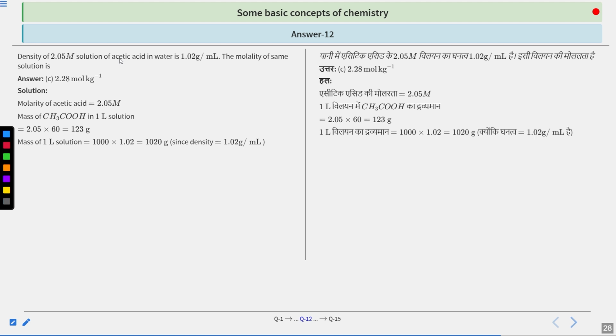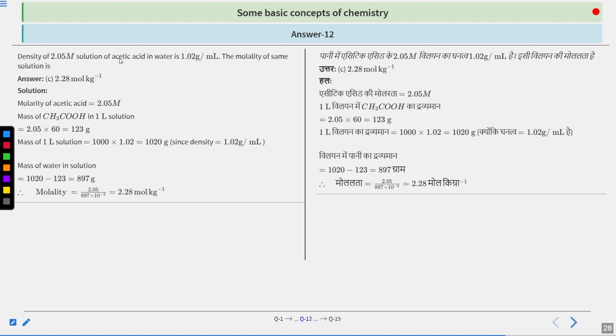So the mass of 1 liter solution is how much? 1000 into 1.02. Okay, so this is simply your density that is being used. That will give you 1020 grams of solution. This is the mass of solution. So what is the mass of water? So that will be 1020 minus 123, that is 897 grams. And hence molality will be how much? So it will basically be 2.05 by 897 into 10 to the power minus 3. We have converted the centimeter cube to decimeter cube. That is the reason we are multiplying by 10 to the power minus 3. Okay, very obvious to solve.